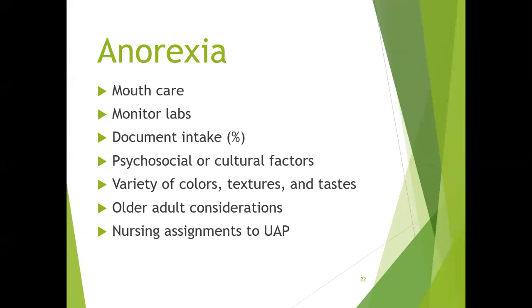PTT detects deficiencies of clotting mechanisms, and it's prolonged in liver disease. So the partial thromboplastin time is going to take longer for the blood to clot if there is some liver disease. Why? Because the liver helps to promote clotting.